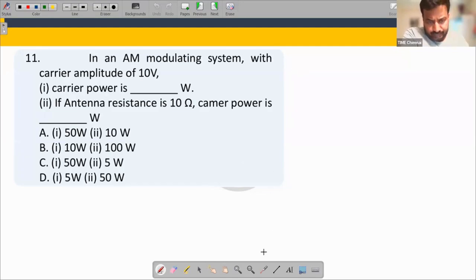What's the answer? Yeah, we'll just check on that.